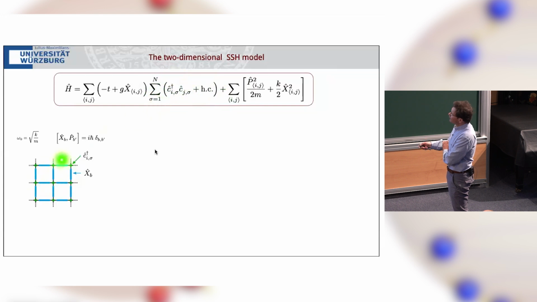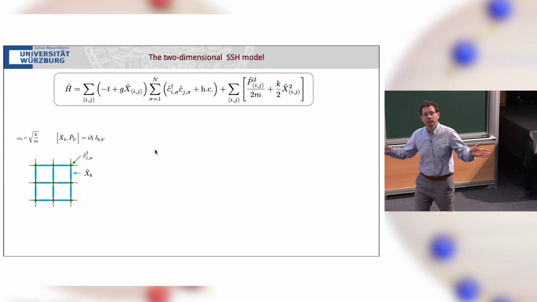You can hop, and essentially the hopping can be direct like this, or we have a bond variable which can oscillate. That's what we call a phonon, because it's a harmonic oscillator which will modulate the hopping, and these are what you call Einstein phonons, in the sense that you have independent harmonic oscillators on each bond. That's it, right? That's it.